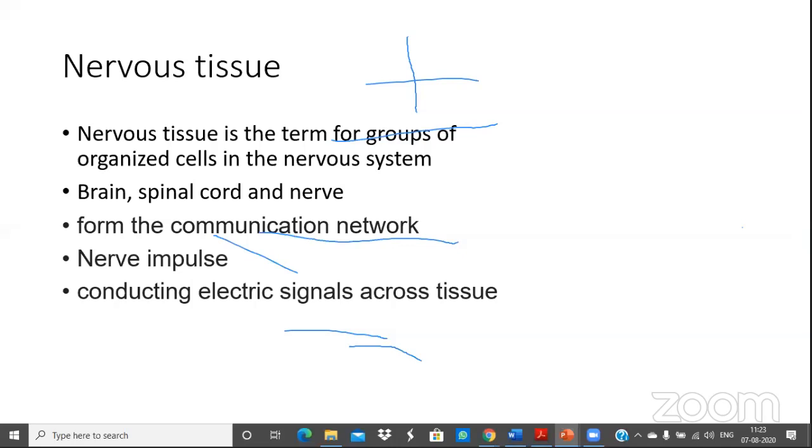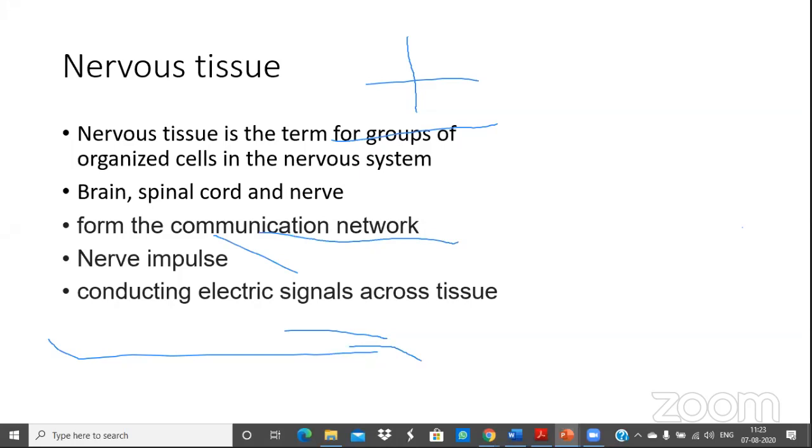Brain, spinal cord, and nerves are made up of this nervous tissue. The tissue is called nervous tissue, but sometimes they used to call it neural tissue. Now they have changed the term to neural tissue, not nervous tissue. Okay. So they form the communication network, mainly transmitting nerve impulses in the form of electrical signals and conducting electrical signals from one organ to another, one tissue to another tissue. So from muscular tissue to brain, this is transmitted through the nervous tissue. Right, that is the main function of the nervous tissue.